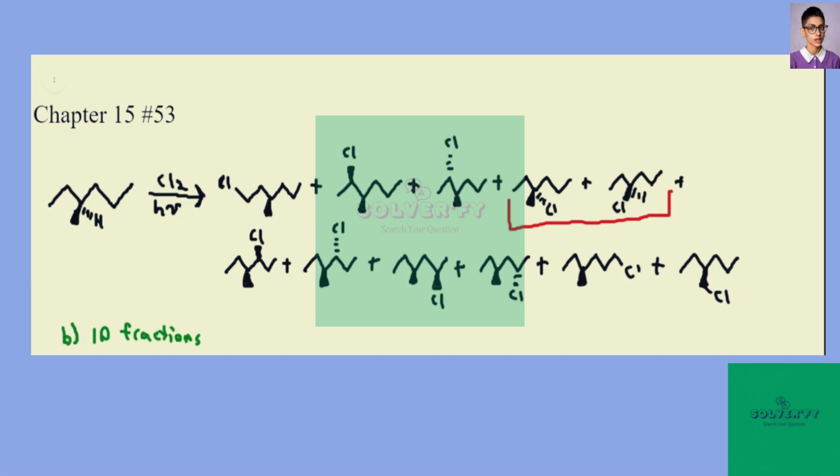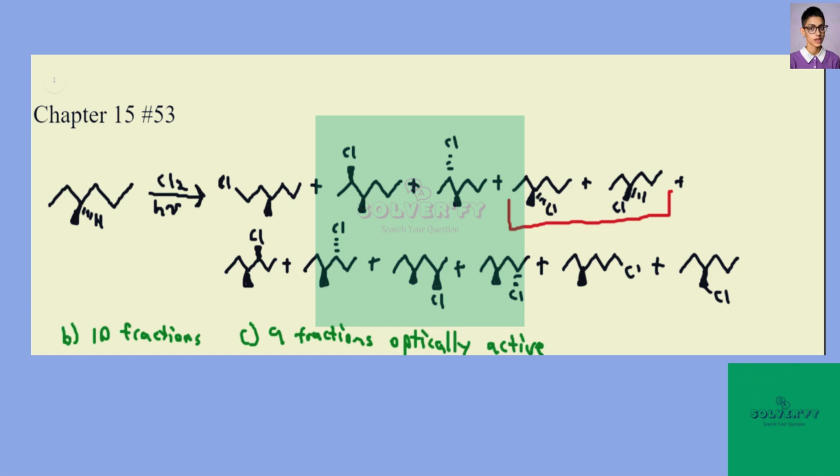And then part C asks us how many fractions would be optically active. And so that one fraction that has a racemic mixture of the enantiomers, that one will not be optically active. All the other fractions will be. So that's going to be 9 fractions that are optically active. So 9 fractions optically active.